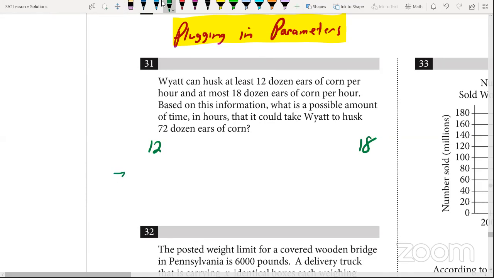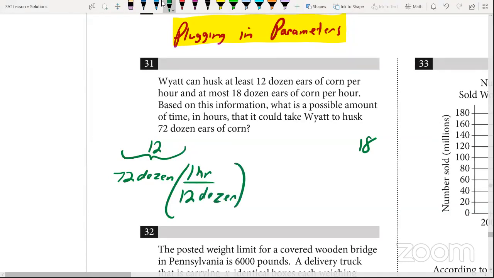So for instance, I have 72 dozen ears of corn. And in the 12 scenario, he can do 12 dozen in 1 hour. So notice that the dozens are canceling, and this whole thing is equal to the number 1.